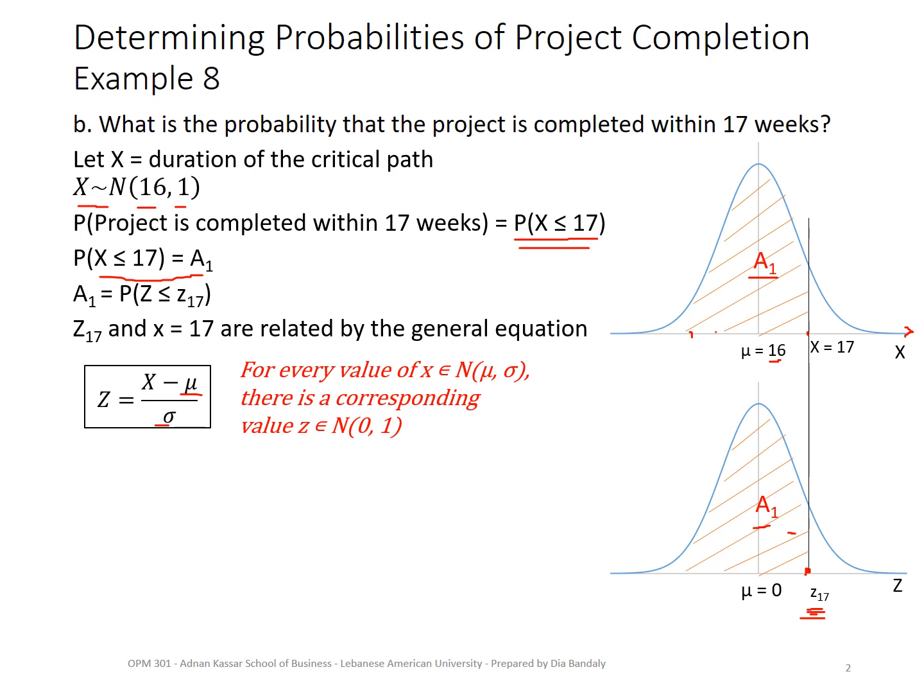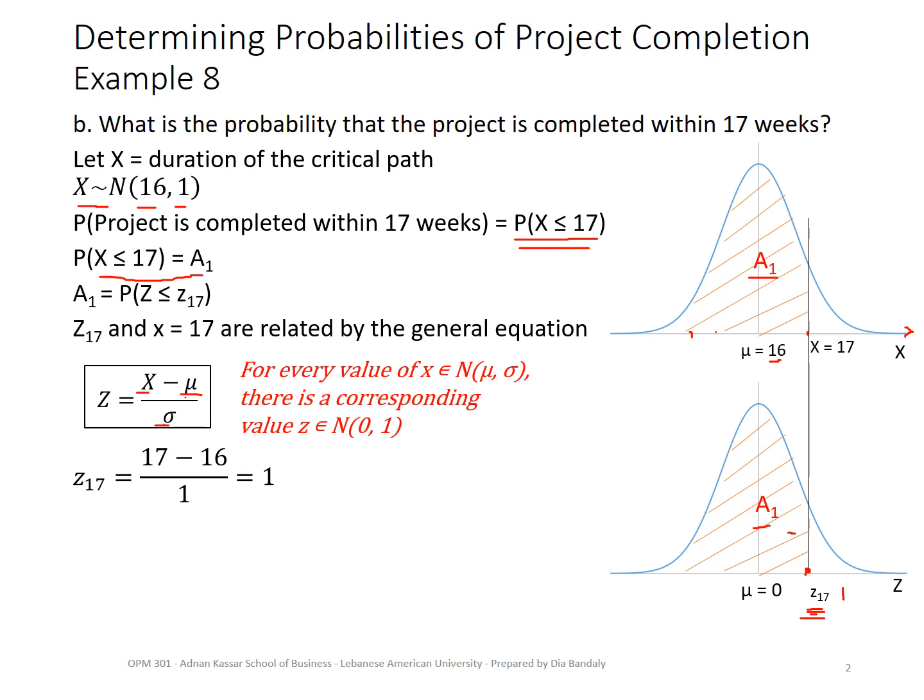So you can guess that I can get Z17. Why? Because x is known, which is 17 I'm looking for. Mu is known, sigma is known, so I can find Z17. So Z17 is equal to 1. All right, that's good. I found it to be equal to 1.